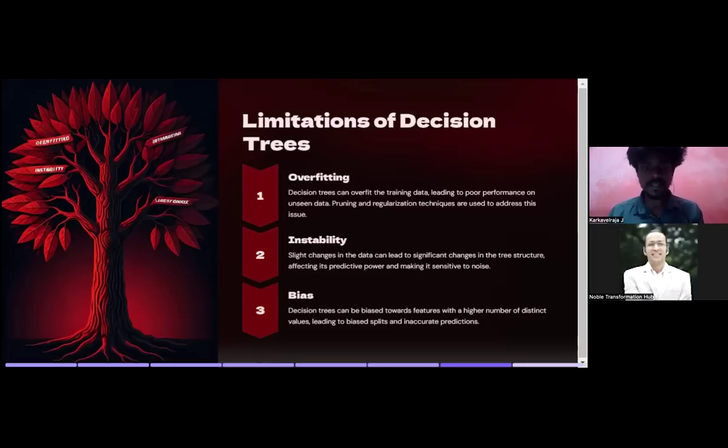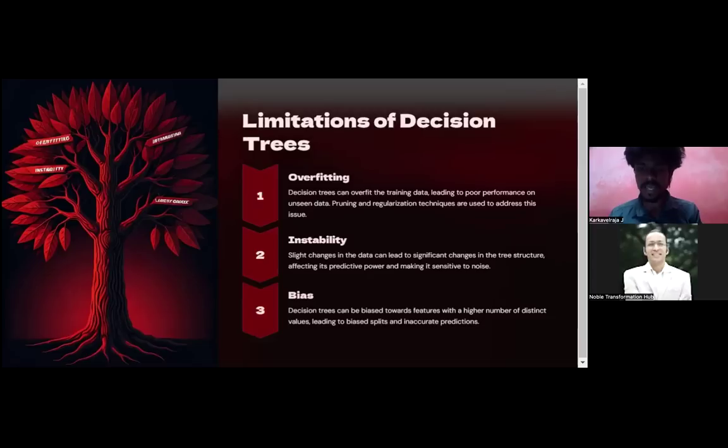Then bias. A decision tree can be biased towards features with a higher number of distinct values, leading to biased splits and inaccurate predictions. If you have a column with a large number of unique values, the decision tree gives more priority to that column. That's the reason you need scaling, feature extraction or feature selection to avoid these problems. So overfitting, instability, and bias are the major problems of decision trees.